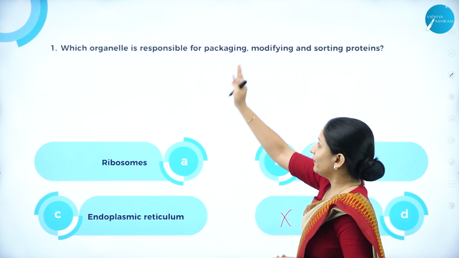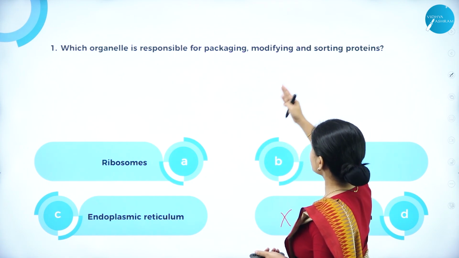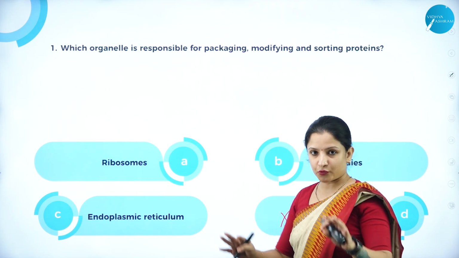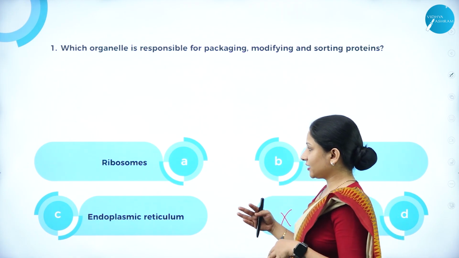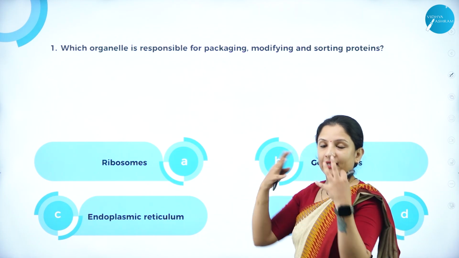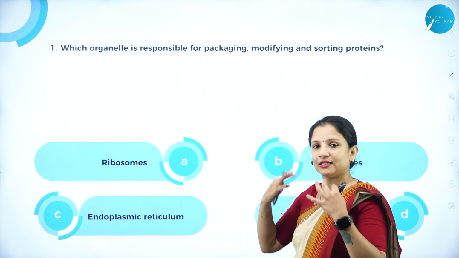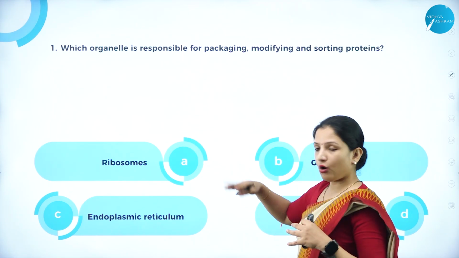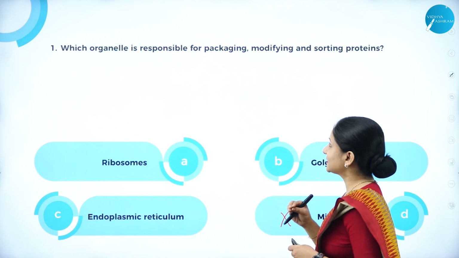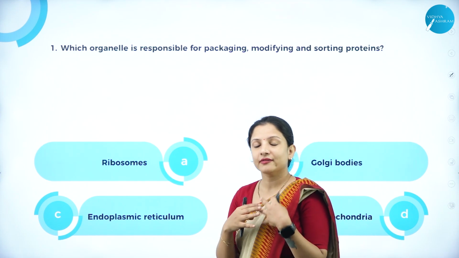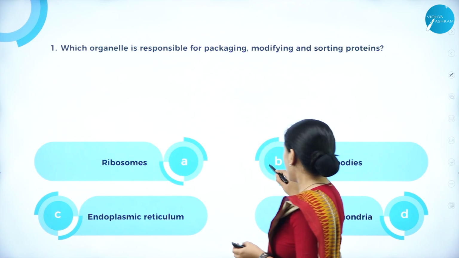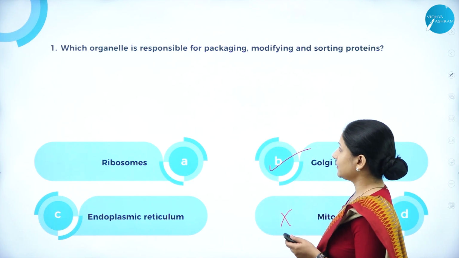What is the question? Which organelle is responsible for packaging, modifying and sorting the proteins? Ribosomes, their function is just to produce the proteins. The endoplasmic reticulum's function is, whatever proteins ribosomes produce, to package them in the form of vesicles and deliver them to the Golgi bodies. So the organelle which is particularly responsible for packaging, modifying and then sorting the proteins and sending them to respective sites is the Golgi body. So option B is the right answer here.